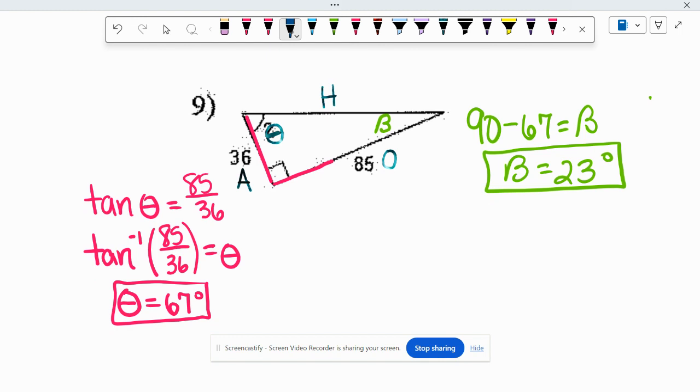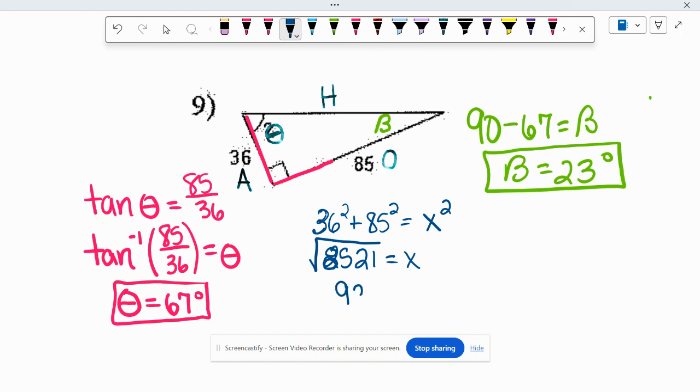Pythagorean theorem. The legs squared, 36 squared, plus the other leg, 85 squared, equals the hypotenuse squared. Well, 36 squared plus 85 squared is what? 8,521. Take the square root of that, and that will tell you what x is. 92.3 equals x. Well, I think that's stinking perfect.